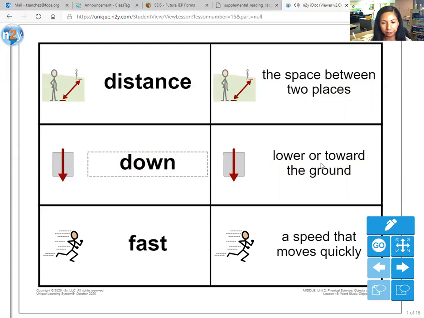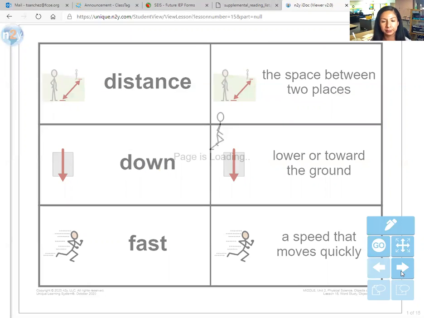Down. Down means lower or toward the ground. Okay, so if something falls down, it's going toward the ground. Fast. A speed that moves quickly. Okay, a speed that moves quickly. And here we see a runner and they're running fast. You see the wind behind them.